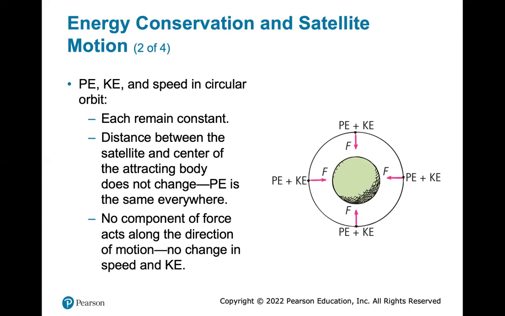Potential energy is the same everywhere. No component of force acts along the direction of motion. No change in speed and kinetic energy. Which is the direction of force? Well, it's centripetal force, the attraction of the attracting body, pulling it in a circular orbit.